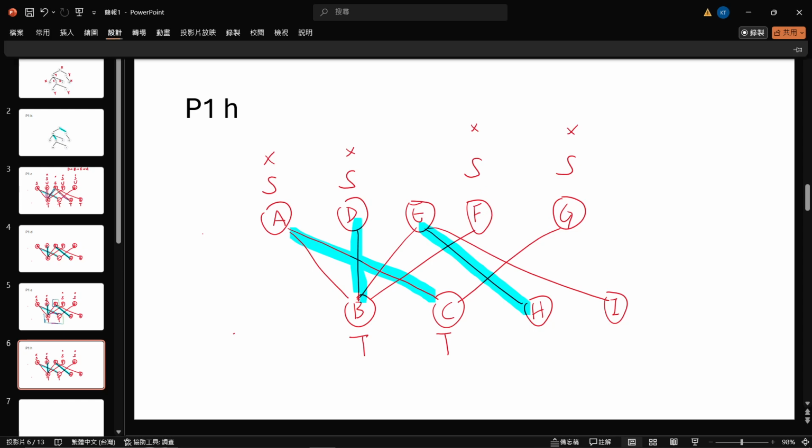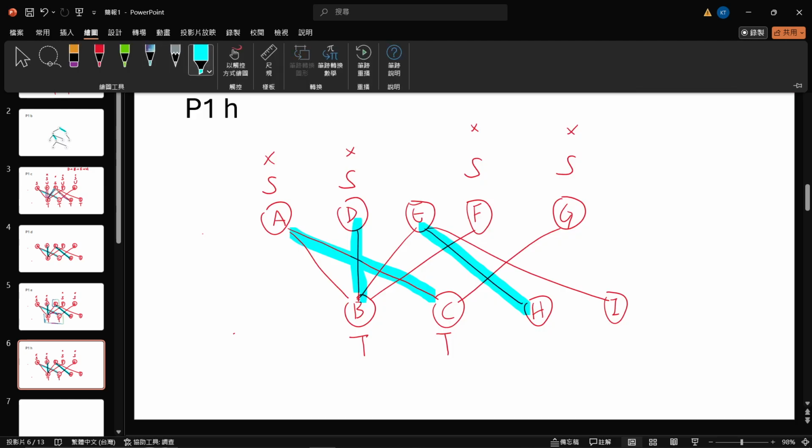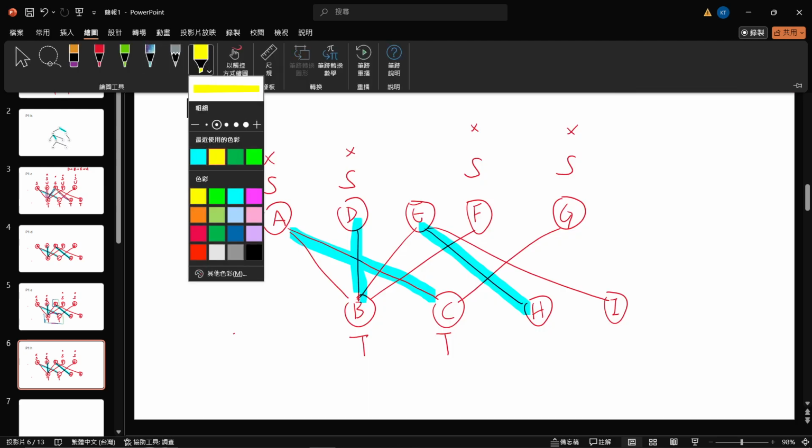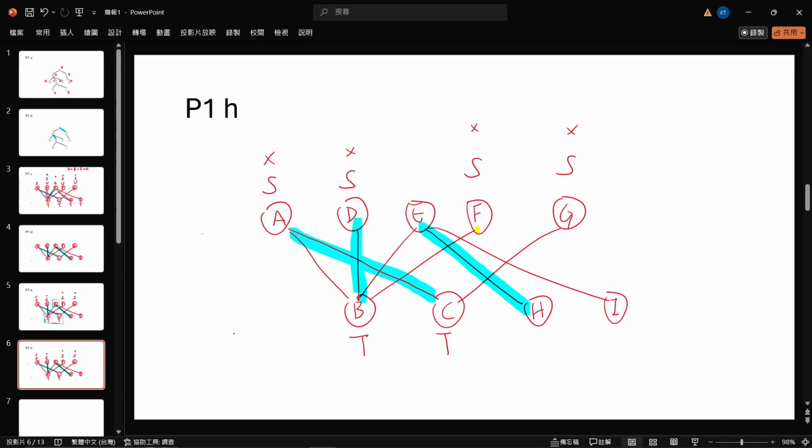So in this case, F. For every unsaturated vertex, we will add an edge. Any edge works. For example, F has only one incident edge, so we'll pick that one to cover F. And G is not saturated, so we'll pick this edge. And I is not saturated, so we'll pick this edge. Okay? So in total, we've got 6 edges.